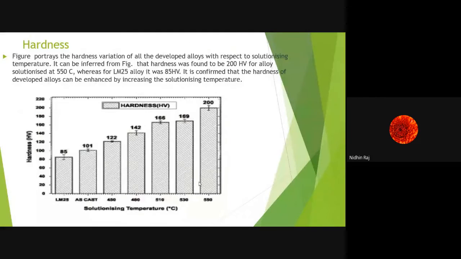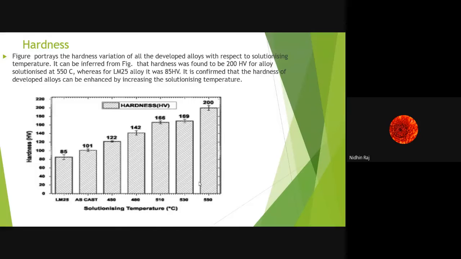Now moving on to the next important phase, the mechanical properties of the developed alloys. As I said, I have studied hardness, tensile strength, ductility, impact strength, and also carried out fractography analysis. So first, I would like to talk about the hardness.